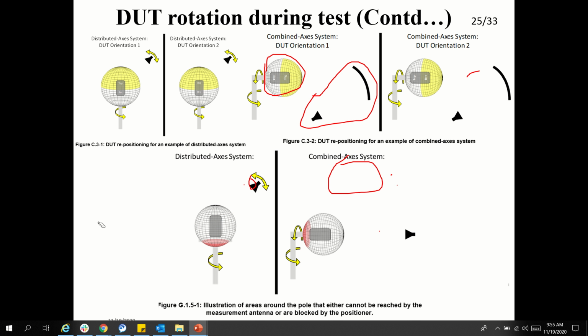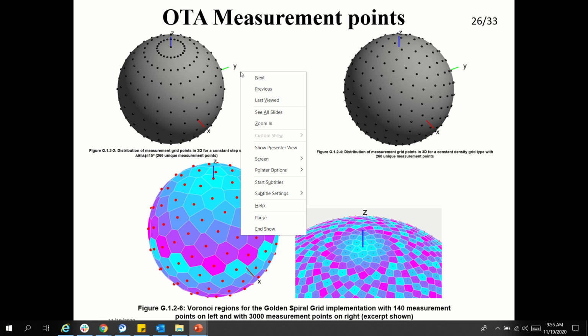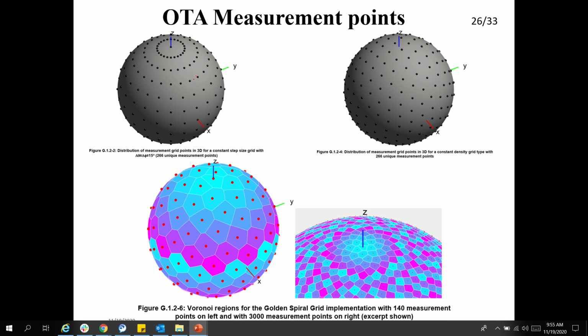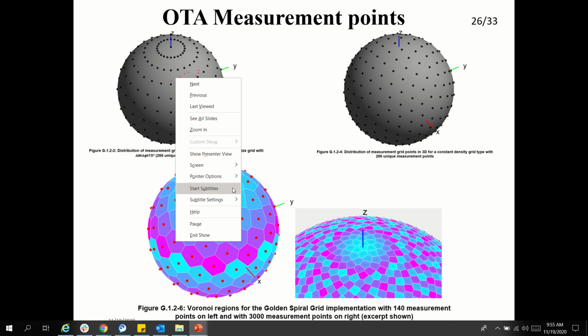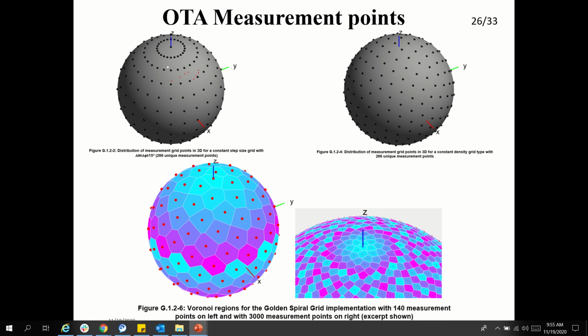This is another picture of the combined axis system and the distributed axis system. Now, just now I mentioned that we cannot measure the entire sphere. The sphere I meant is this one. So you cannot measure each and every point. For example, you cannot have each and every point measured.